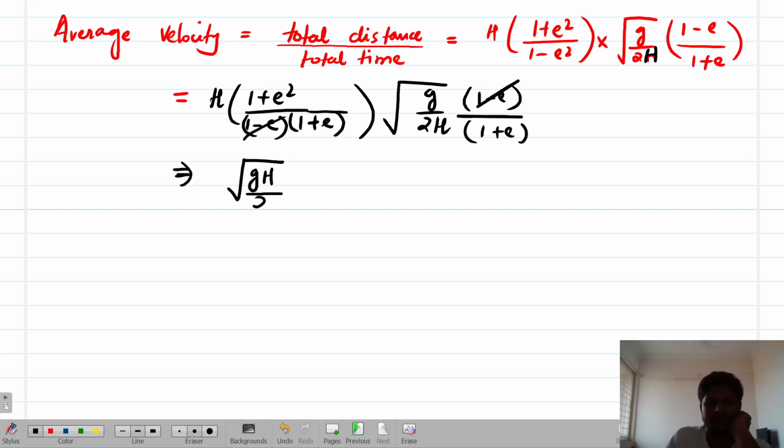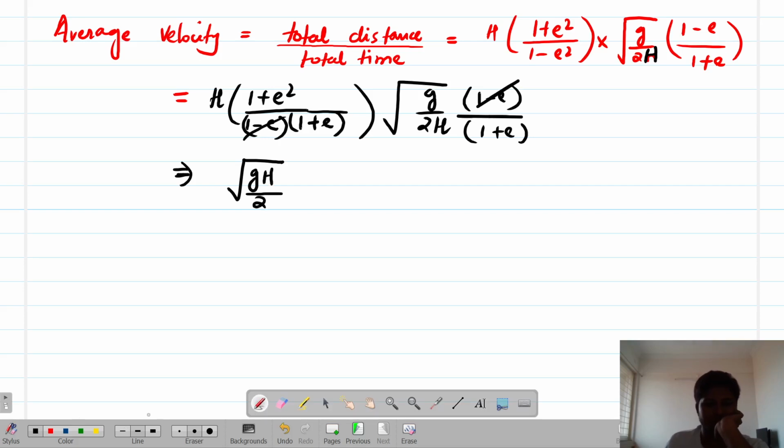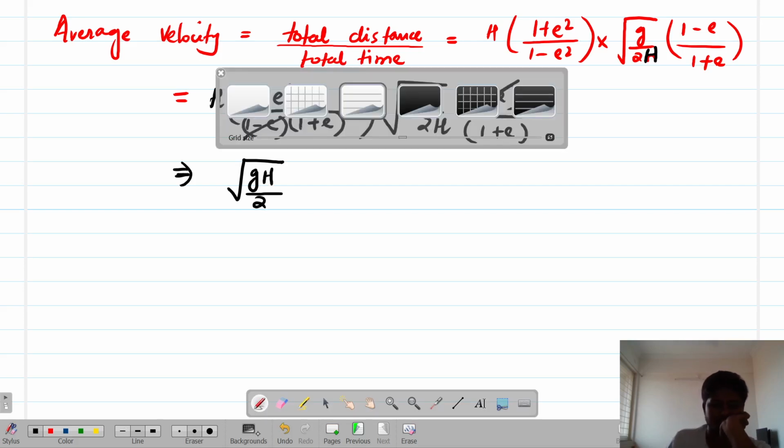gh by 2. I think I should switch off that background. It's getting a problem.